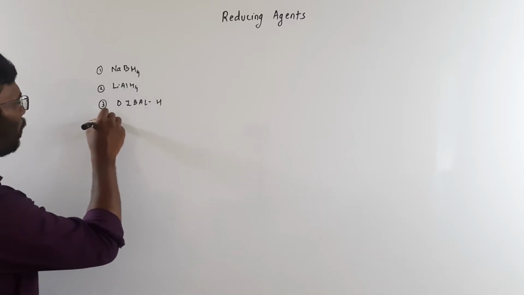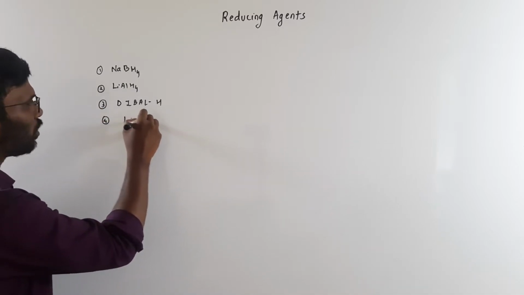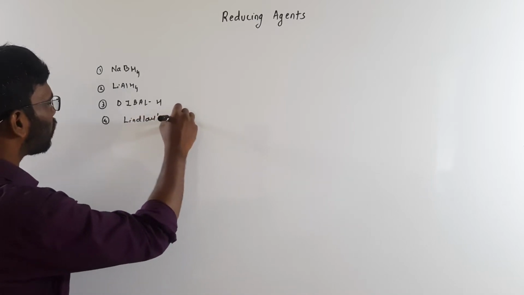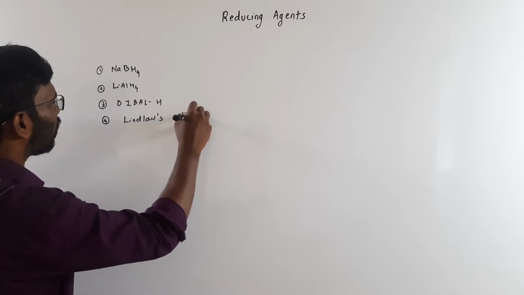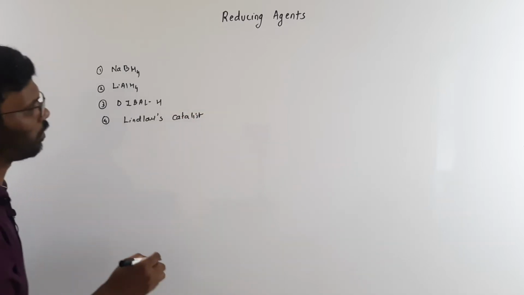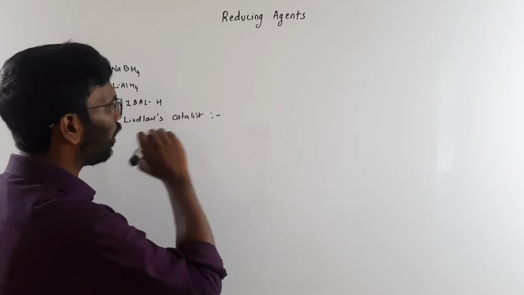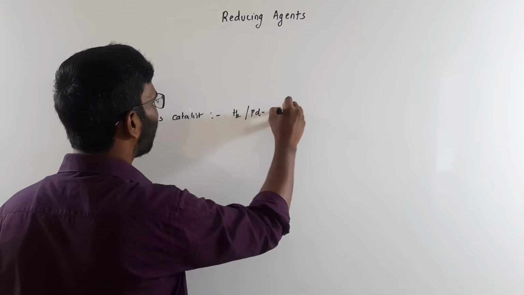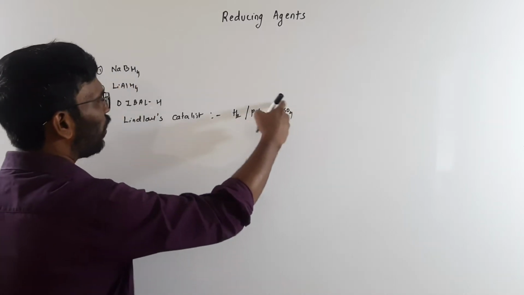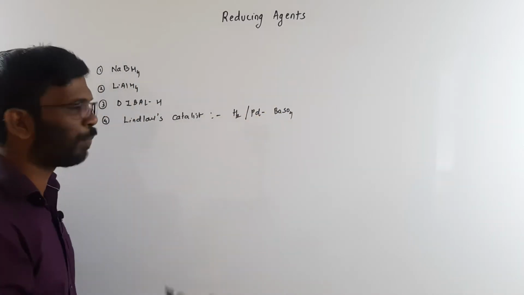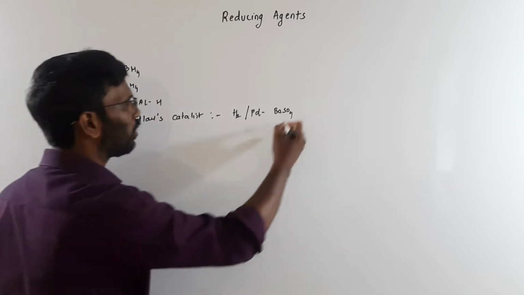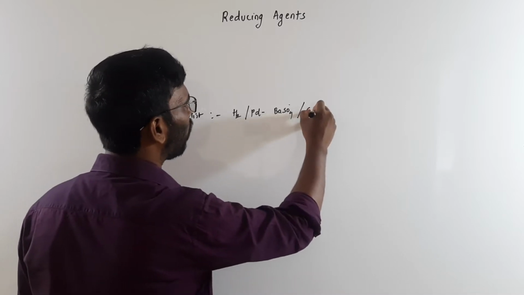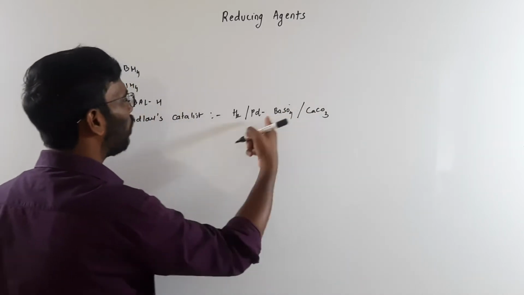Then the fourth will be Lindlar's catalyst. Lindlar's catalyst means it is hydrogen in the presence of palladium on barium sulfate. This will inhibit the activity. Barium sulfate will be inhibiting the activity of the reduction, or instead of barium sulfate, we can also take calcium carbonate. Any one of these.